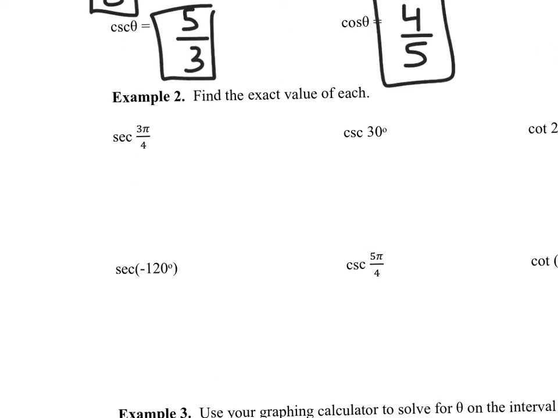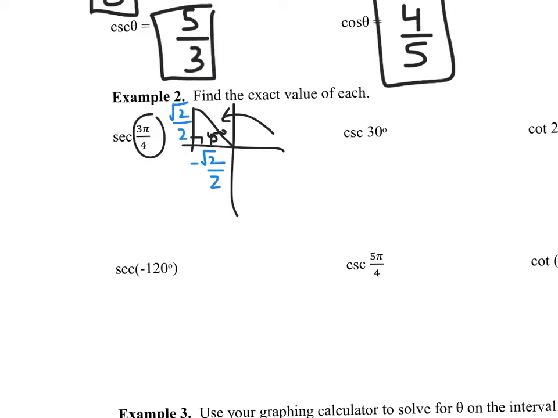So the secant of 3 pi over 4. 3 pi over 4 is going to be in this quadrant. It's going to create a 45-degree reference triangle because 3 pi over 4 is 135 degrees. So I can put in root 2 over 2, and then the y would be positive root 2 over 2. So secant is 1 over the cosine of 3 pi over 4. Cosine is the x, so this is going to be 2 over root 2, the negative.